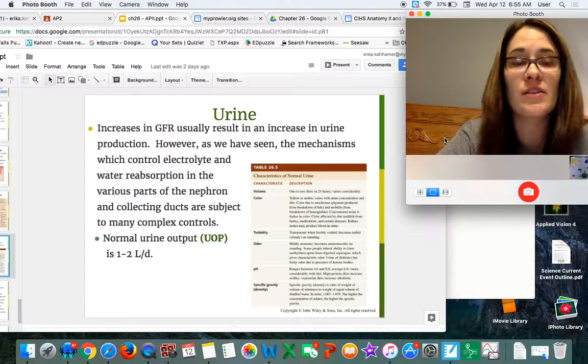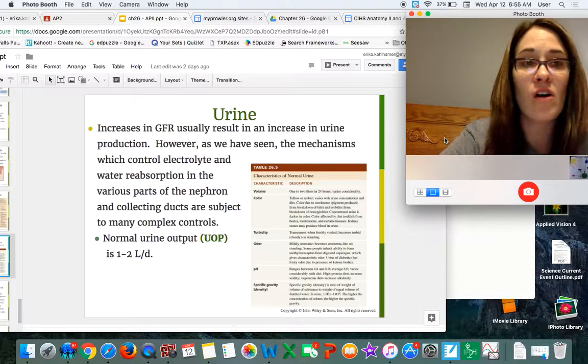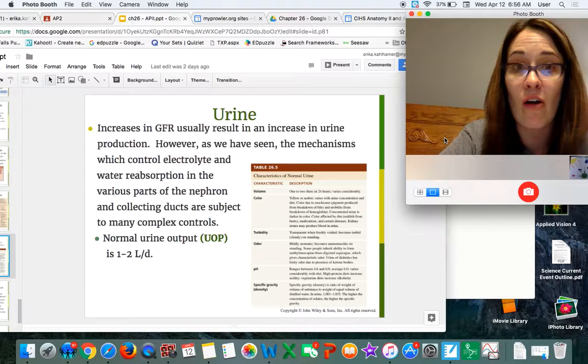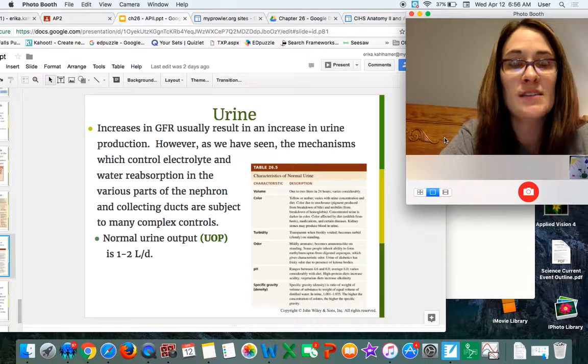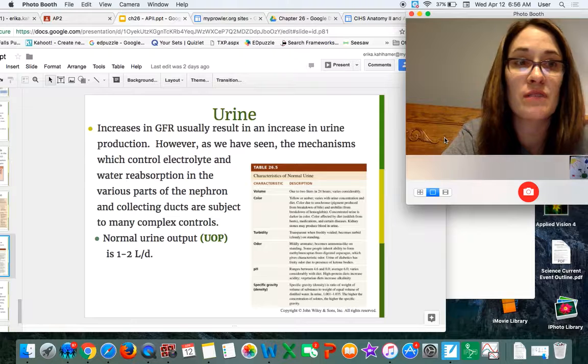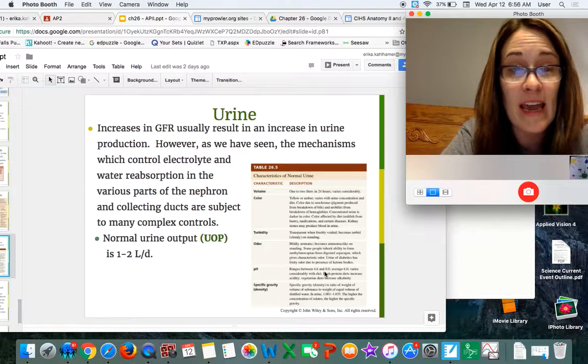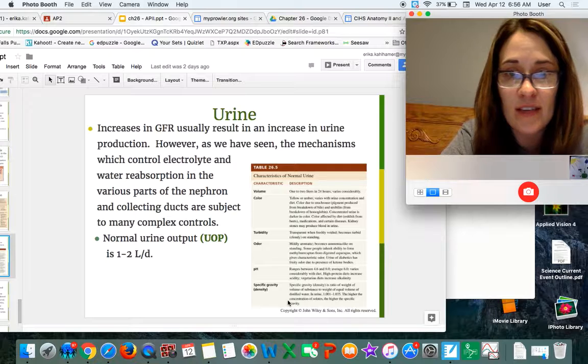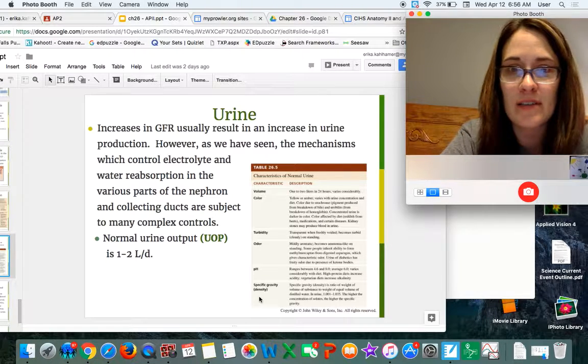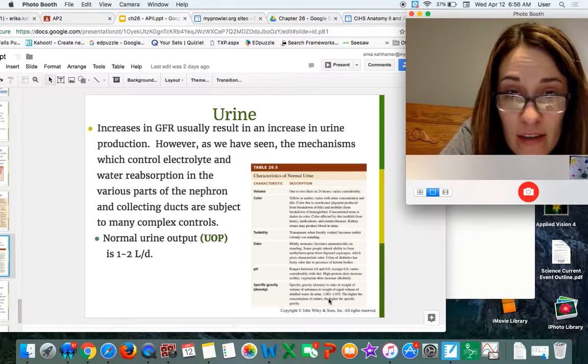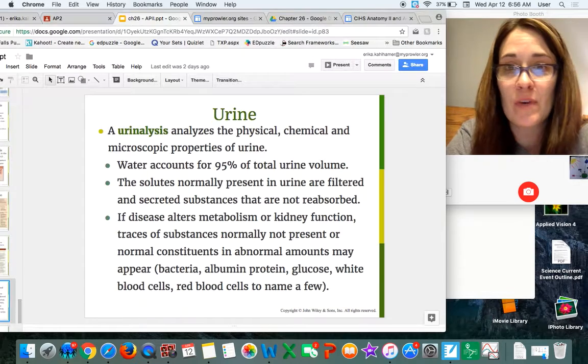Diuretics can impact urine. Things like caffeine, alcohol can increase urine output because they block the reabsorption of water in the collecting ducts. Essentially, pH can range from 4.6 to 8 of urine, and average is about a 6. Depends on diet, things like that. If you eat more protein, you're going to have more acid in your urine. And specific gravity, the density ratio.